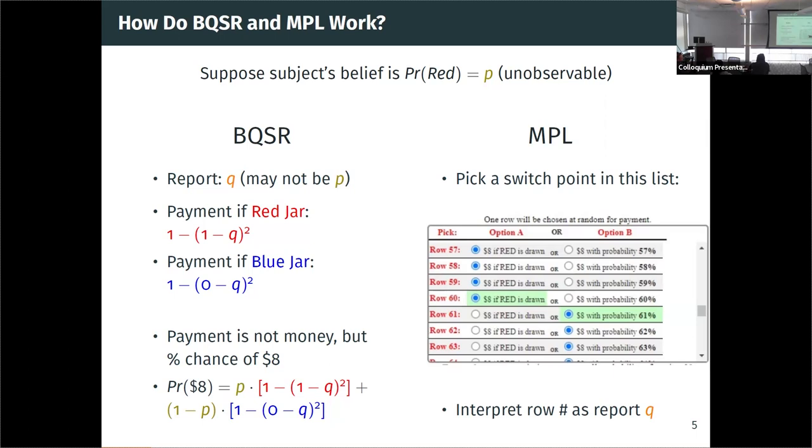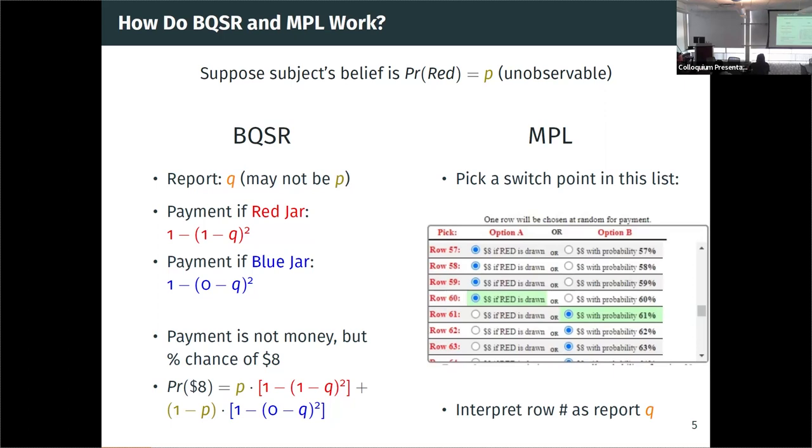In fact, your switch point, where you switch from here to here, should reveal your indifference point, which is your probability that the red jar was chosen. So if I think the red jar is 60% chance, then on this row, I'm exactly indifferent between taking this option and taking this option. And on any higher row, I'm going to pick option B. Okay. And there's 100 rows. I have it in a scroll box here. You can't see all 100 rows, but the subject can scroll up and down, see all the rows. Okay.